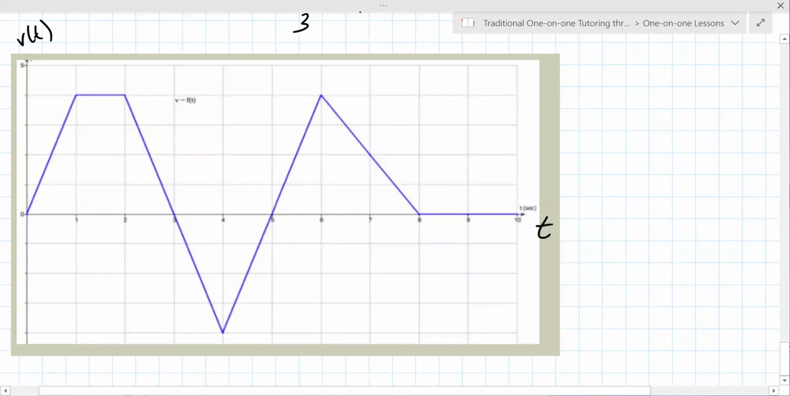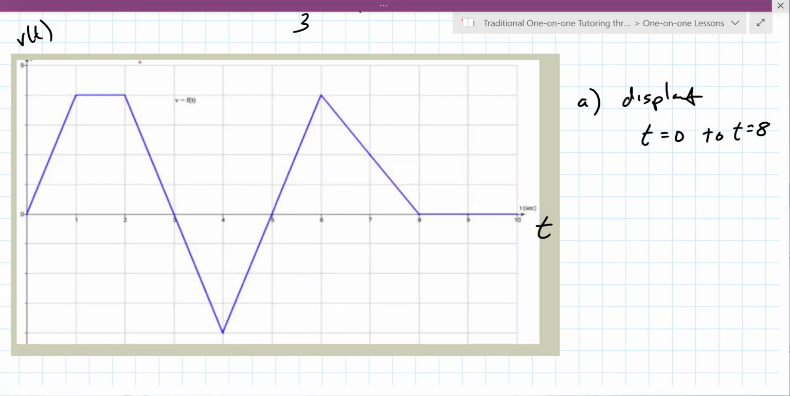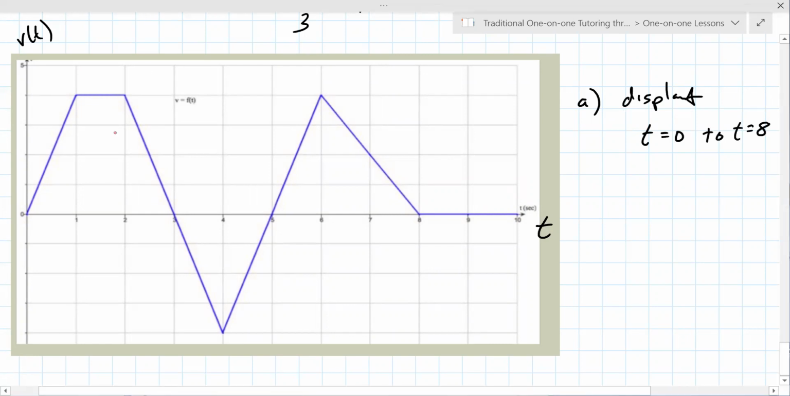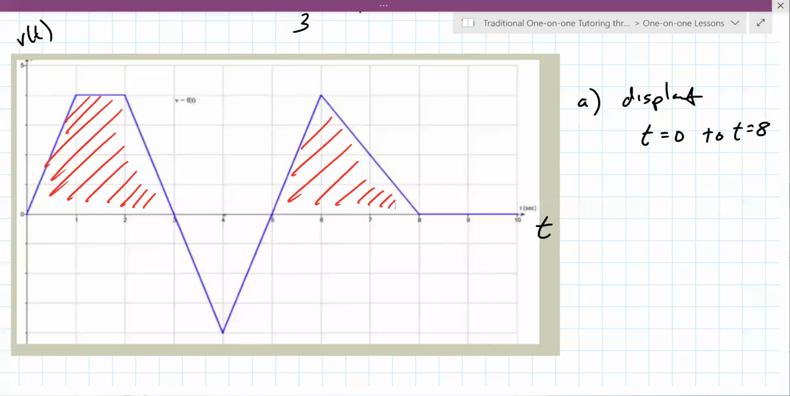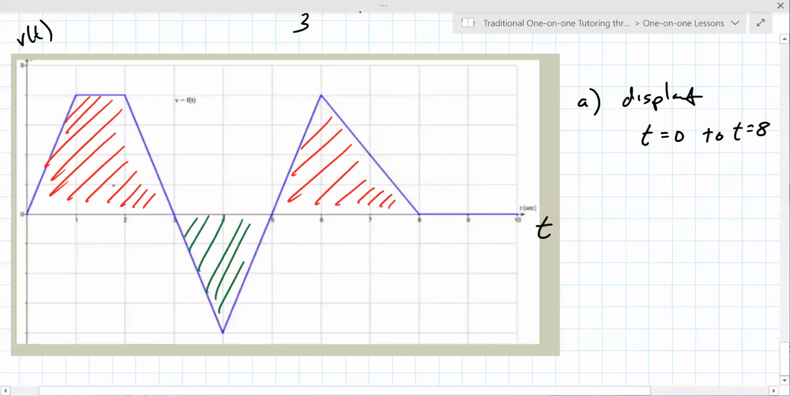Okay, so I could ask you part A, and A could be, what is the displacement from t equals 0 to really anything, but let's go t equals 8. So in that case, the area up here is positive, and then the area below is negative, and they work against each other. And since it's a triangle and a trapezoid, you can find the area of each shape.